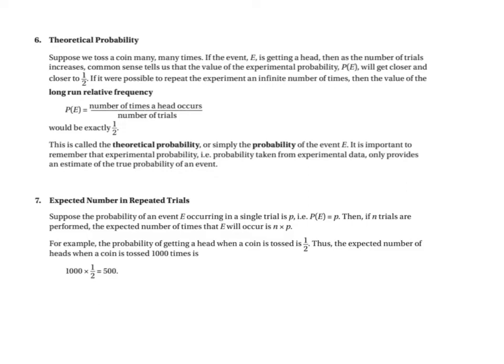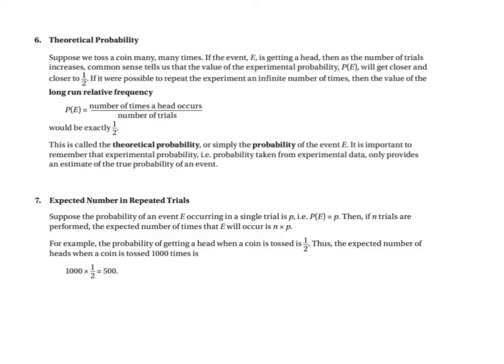Okay, theoretical probability is the sort of thing that we've been dealing with here. So as we just said there, we expect the probability of an event of getting a head would be a half, and eventually that's what's going to happen. It's called the theoretical probability.